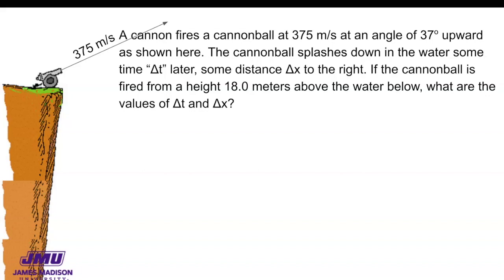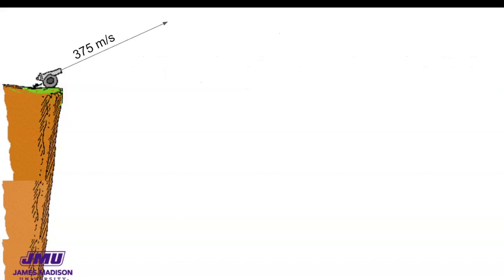But the first thing I need to do is take that 375 meters per second and find out how much of it is in the x direction and how much of it is in the y direction. And again, if you're given this type of vector and you draw it out, when you draw the x and y components like this, it should make it really obvious that you have a right triangle. And in this case, the 37 degrees was given to us. That's the angle between the 375 meters per second and the x component here.